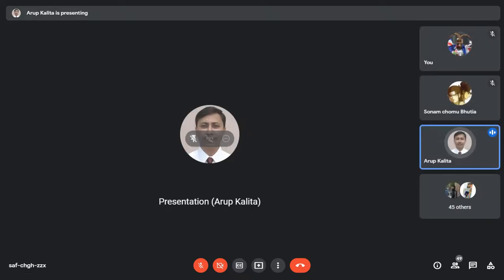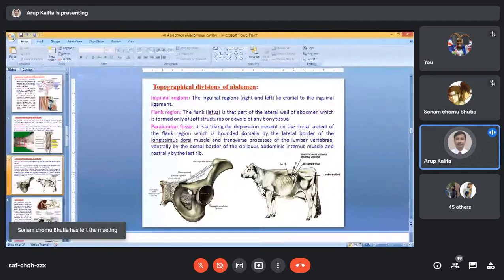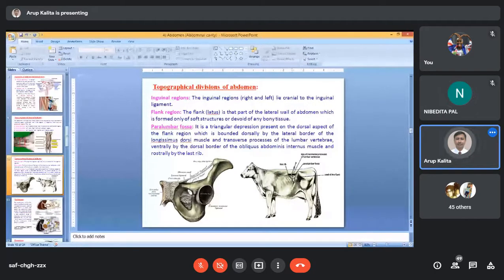In the lower flank region, and now in the upper flank region, you will get a depression. Have you seen this depression in the photograph? Yes, the triangular depression. So this triangular depression is known as paralumbar fossa. Now what is paralumbar fossa? It is a triangular depression present on the dorsal aspect of the upper flank region.